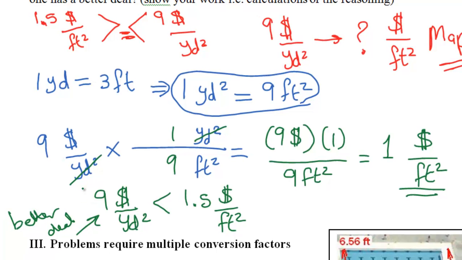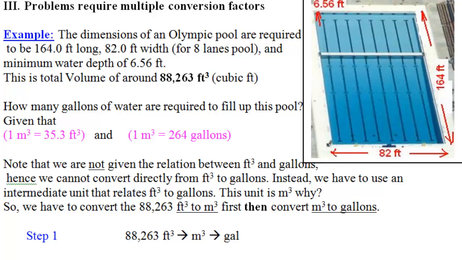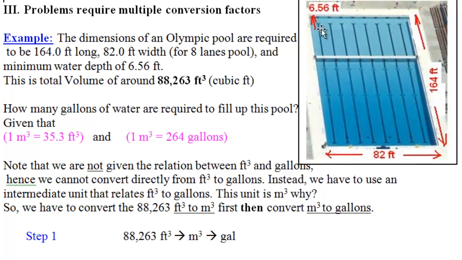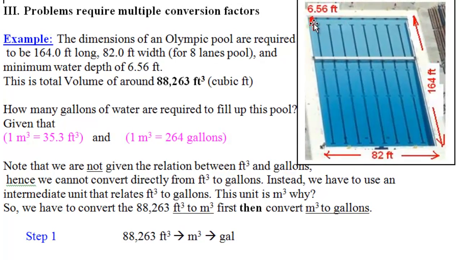Alright, so that's regarding conversion within the area units and volume units. Now let's look at problems that require multiple conversions. This is the dimension of an Olympic swimming pool. It's 164 feet long, 82 feet wide, and 6.56 feet deep. So this constitutes the volume of this swimming pool, and this constitutes also the volume of the water that you place in this swimming pool. This volume is around 88,263 cubic foot.